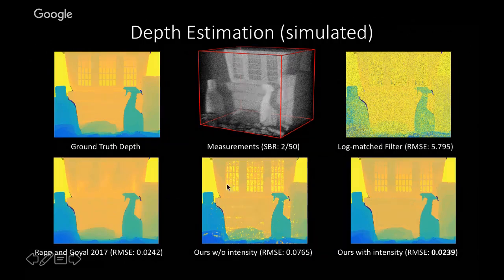Now, our CNN without an intensity image is able to recover a reasonably good depth map here. It tends to be fairly noisy in certain regions, as you can see here. And that's where our intensity image can really, really help. So our intensity image can basically fill the gap and allows us to get pretty good depth reconstructions all around here in this particular case.